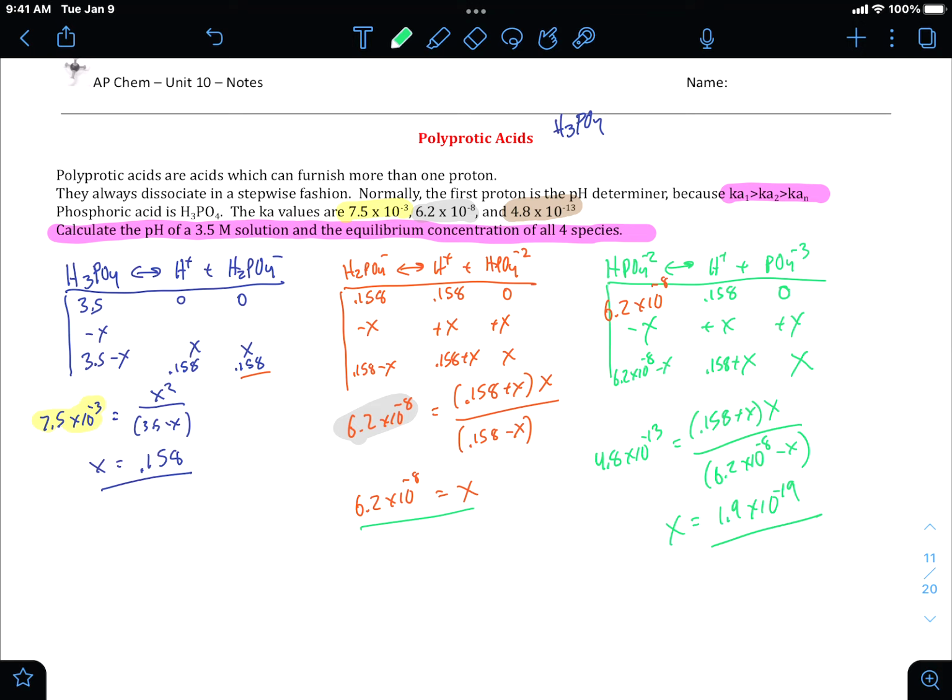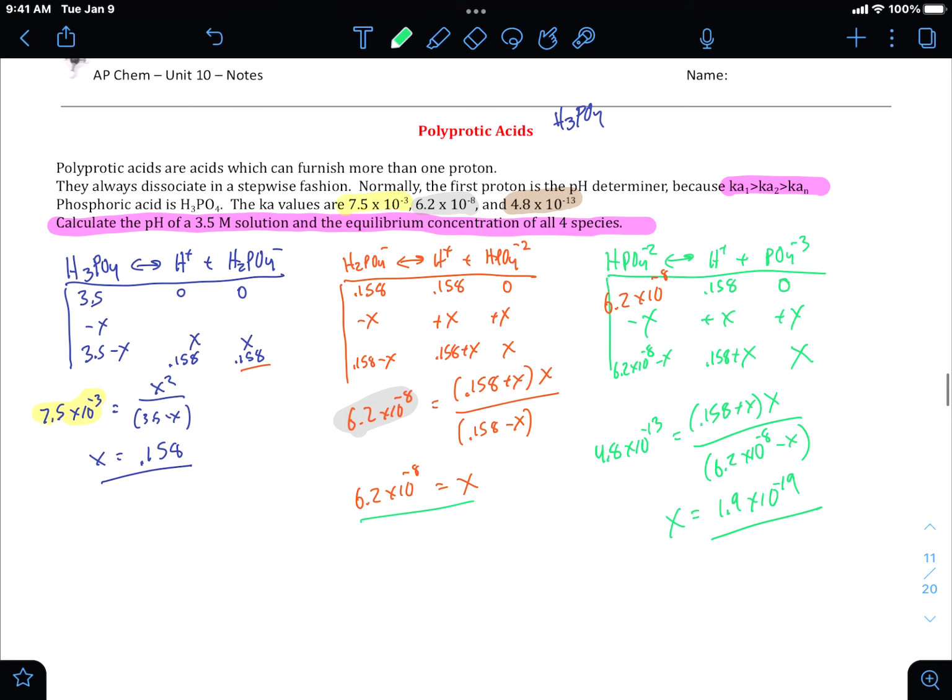The value of x is 1.9 times 10 to the negative 19th. The concentration of phosphate in this successive ionization is exceedingly small. There is some, but it is small. So to answer the question, if you were to see one like this, make sure that you lay out the concentrations that were asked for and be clear about what you think they are.